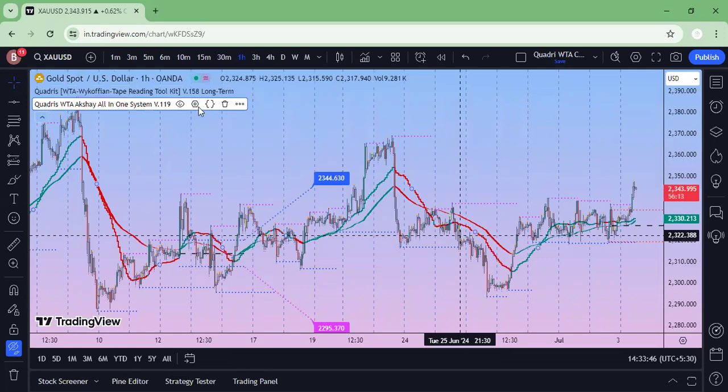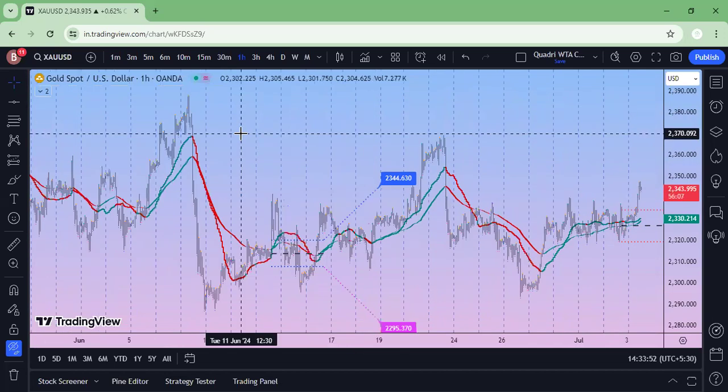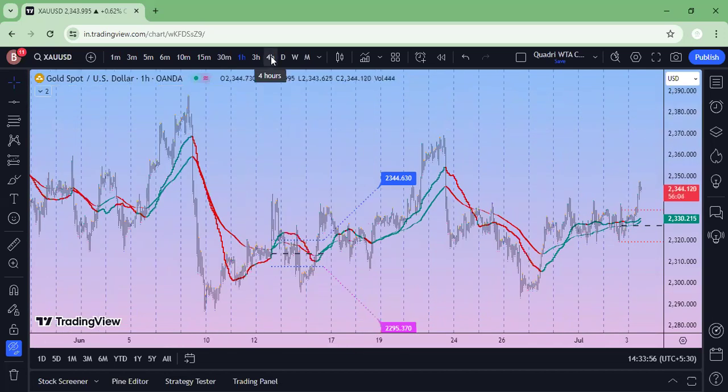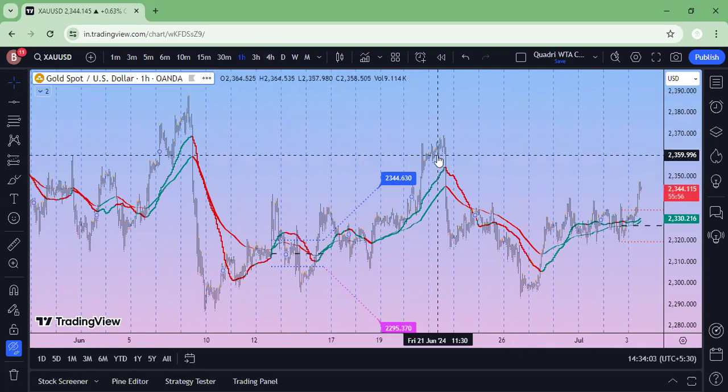I want to see the accuracy in the last 6 months, out of 10 trades. On what time frame? 1 hour. Okay. Let me do the setting first.